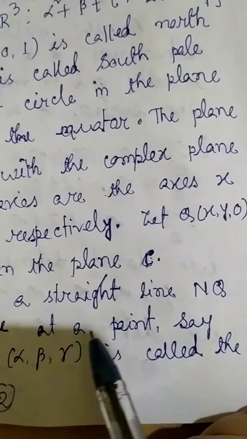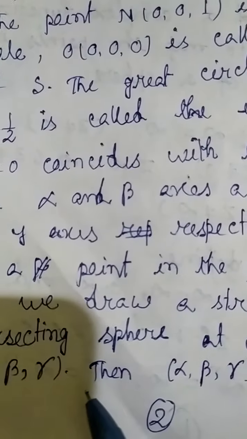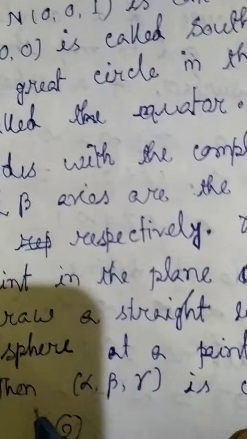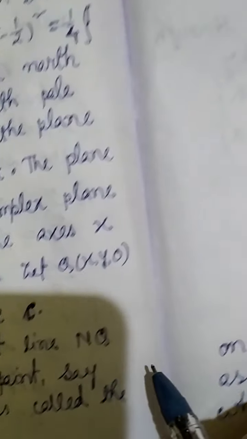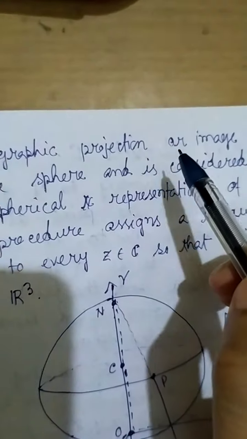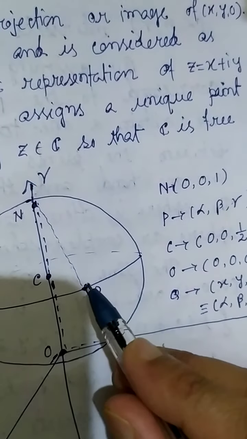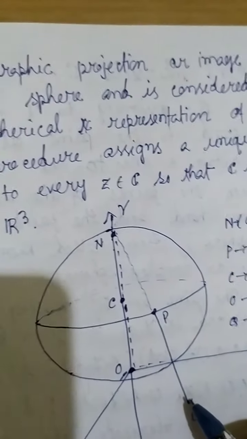So we draw a straight line NQ, intersecting the sphere at a point, say P(alpha, beta, gamma), which we have discussed. Then (alpha, beta, gamma) is called the stereographic projection. This point (alpha, beta, gamma) is called the stereographic projection of Q.